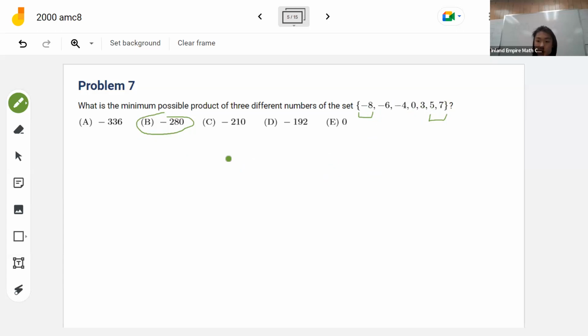So it's a little bit of reasoning for this problem. Does everyone understand that? Any questions? Yeah, I understand it. All good? All right. Okay, so let's move on.